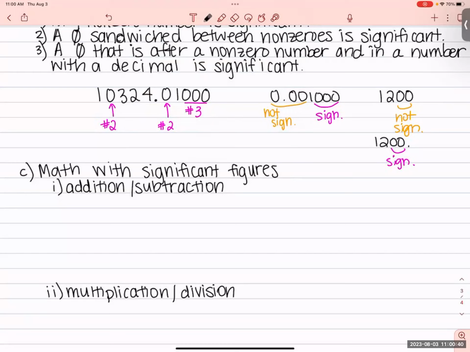So we're going to go through some math rules for significant numbers, and then hopefully you'll get tons of practice and homework.